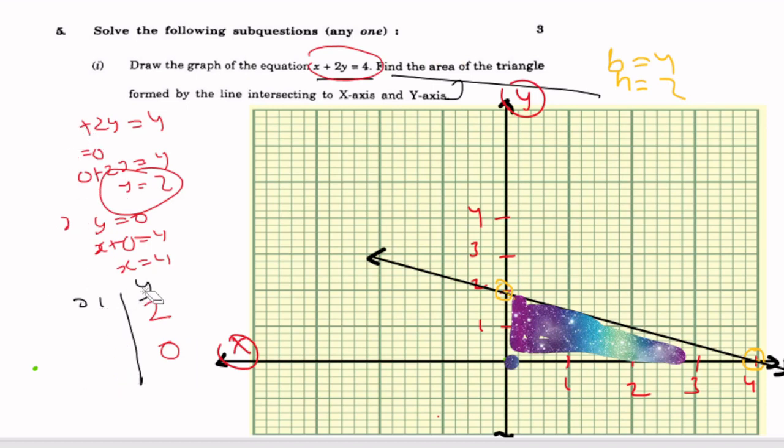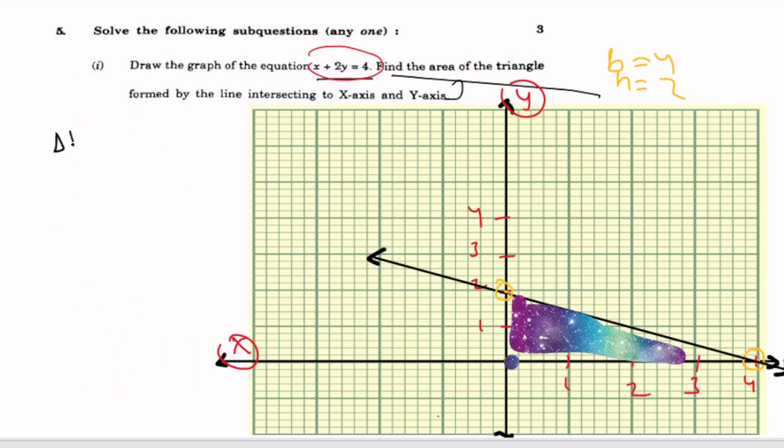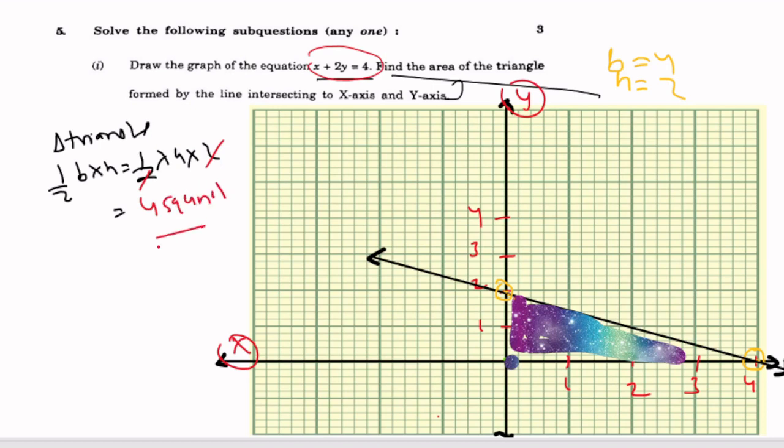So the area of the triangle, in this case, is half into base into height. Half, base is 4, height is 2. So 2 will get cancelled here. Remaining is 4. No unit is given, so I'll write 4 square unit. And that's your answer. Okay. Beautiful question. That's the reason I did it again, though I have already created a video on it. Let's move to the next question.